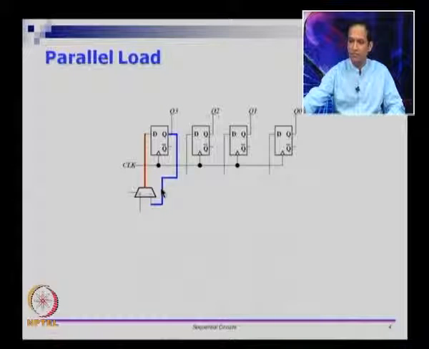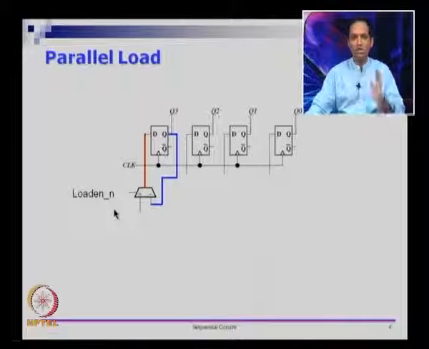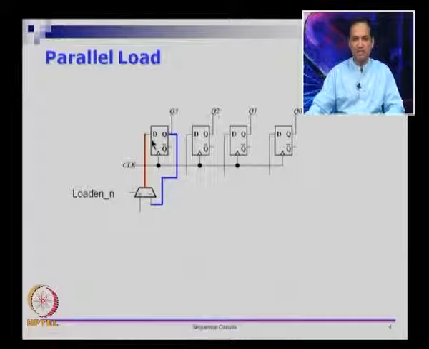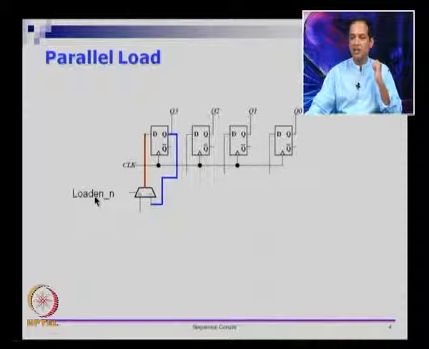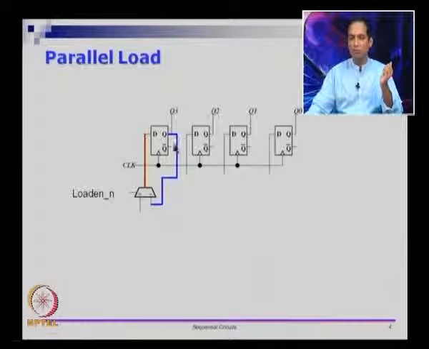Now we wanted a load enable signal, right. So instead of load enable, I am going to have load enable bar. If load is 1, load enable bar is 0. What we want is when load is 1, we want to take it from the external world. So if load enable is 1, load enable bar is 0, which means you take it from the external world. If load is 0, you want to keep the old value.